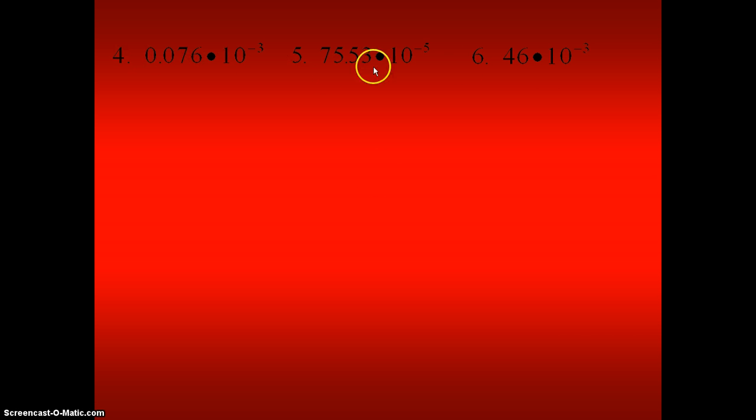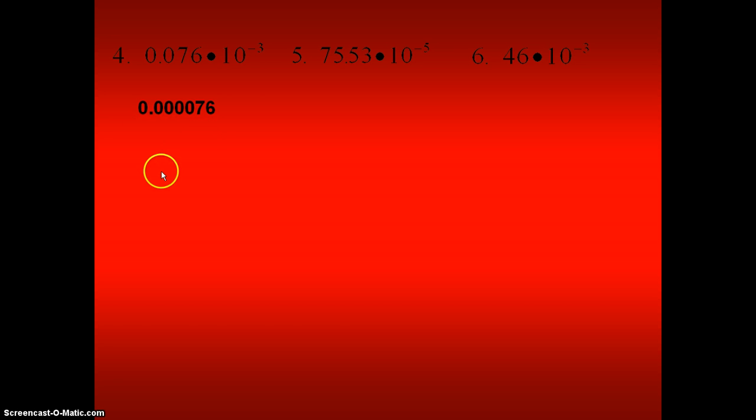All right, so we have 4, 5, and 6, and we're going to do the same thing. We're going to put it into standard form, and then we're going to work our way back into scientific notation. Okay, right now this number is not in between 1 and 10. So let's put it into standard form, and in standard form we're going to have a number with a whole bunch of zeros, 4 zeros to be exact. Okay, this decimal was moved over 3 places to the left.